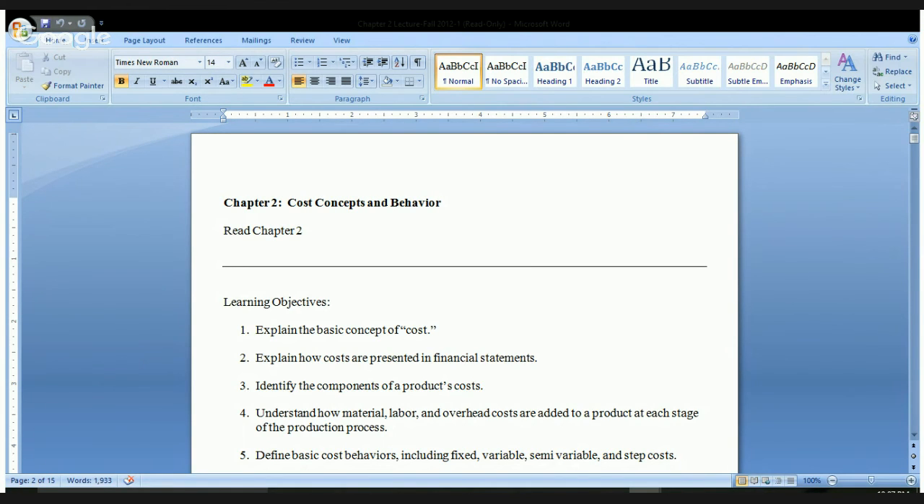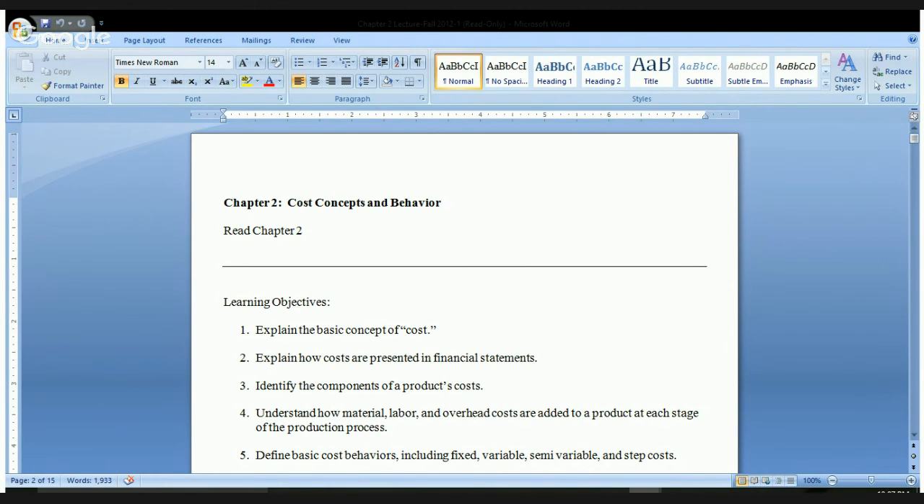And step cost is basically you have a range of items or a range of things you can do. And then once you get to a certain point, your cost steps up. So relevant range refers to the activity level within which a given total fixed cost or unit variable cost will be unchanged. So if you look in your book, they give an example of a truck, and they talk about the two trucks. It's on page 35.